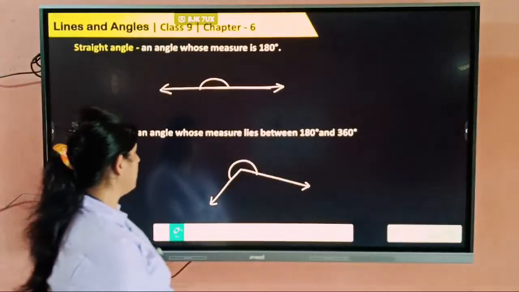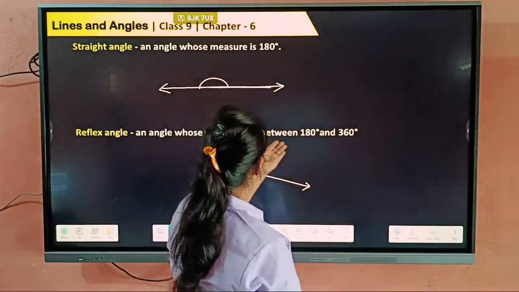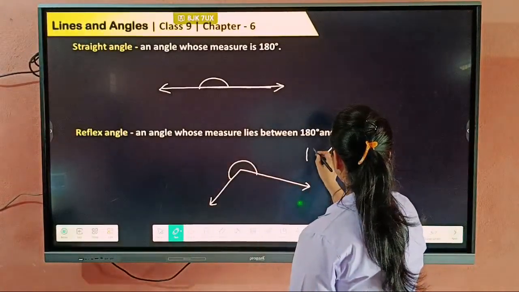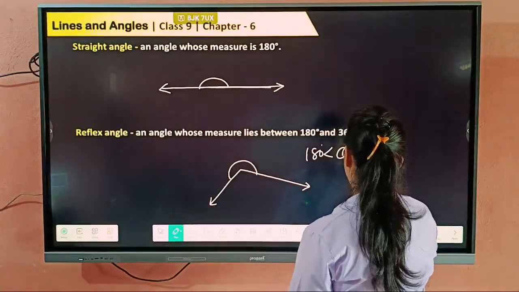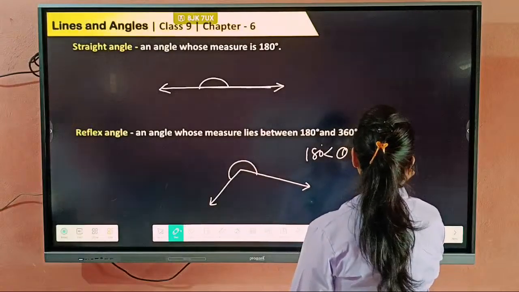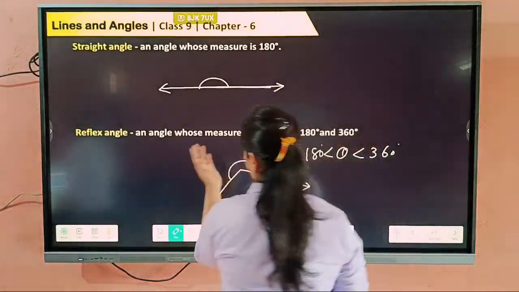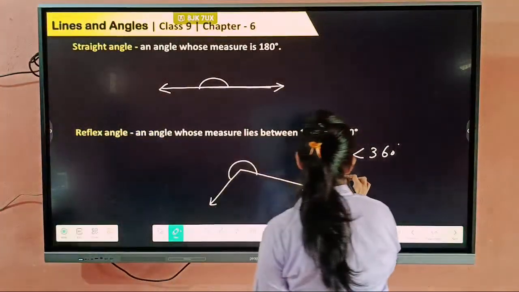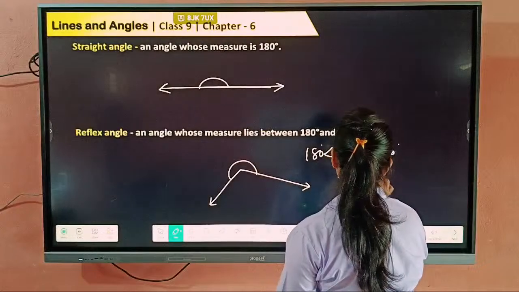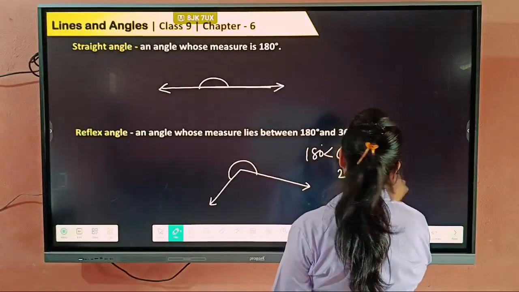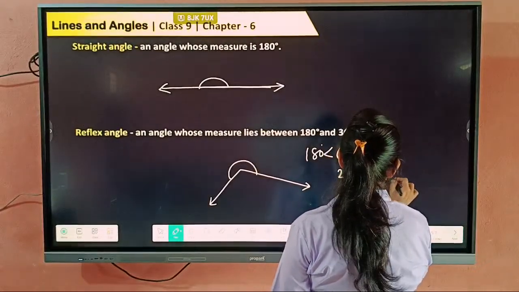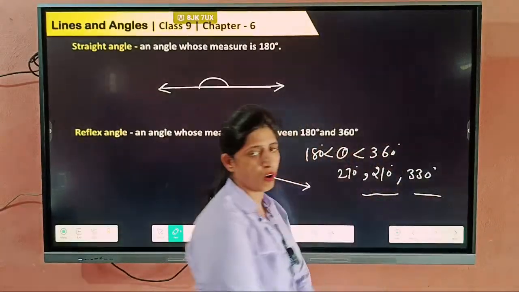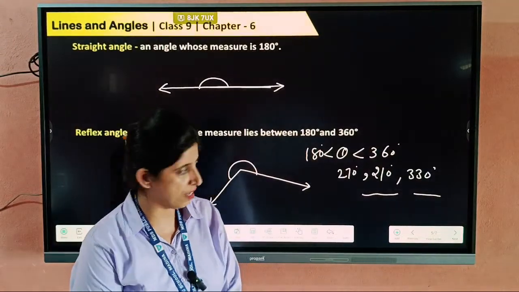Next, reflex angle. A reflex angle is an angle whose measure lies between 180 and 360, meaning the angle which is greater than 180 and less than 360. All these types of angles are reflex angles. Like we can make a 270 degree angle, this is also a reflex angle. 210 degrees, 330 degrees, so many angles are there. These are called reflex angles, right?